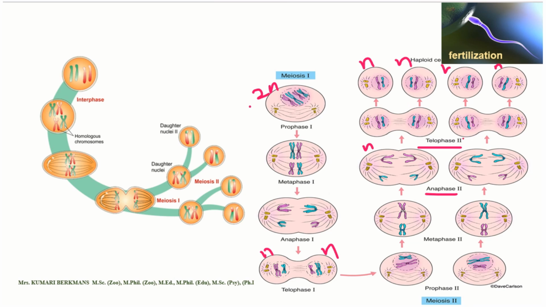spermatogenesis. Okay, whereas in oogenesis only 1 egg will be produced. The others are polar bodies, the first polar body and the second polar body. So only 1 ovum is ready for fertilization.